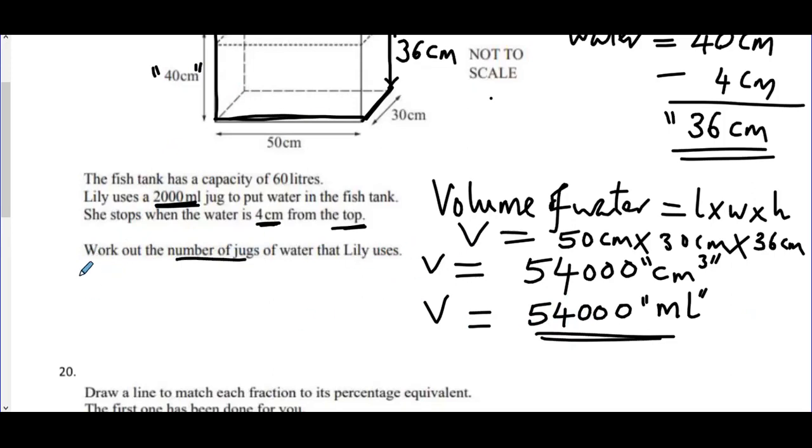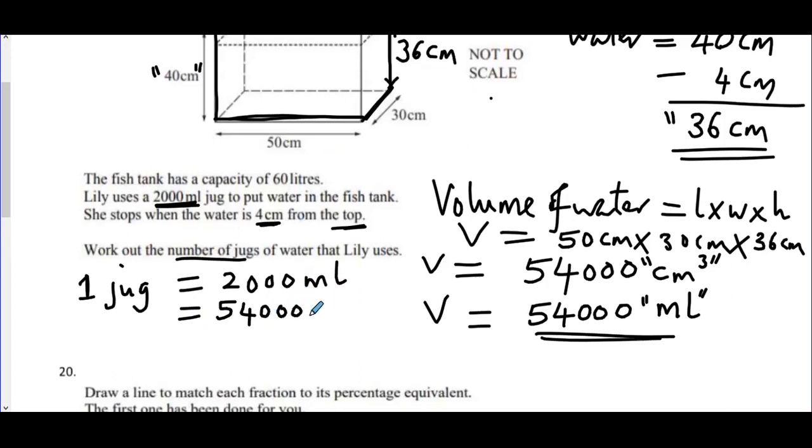Okay, so we're gonna try setting up an equation that one jug is equal to 2000 milliliters. Now, how about 54,000, which is the total volume of water that has been put inside there? So how many jugs will be there? So you do this setup, and you're going to end up getting 54,000 times 1. The answer you get, you need to divide by 2,000.